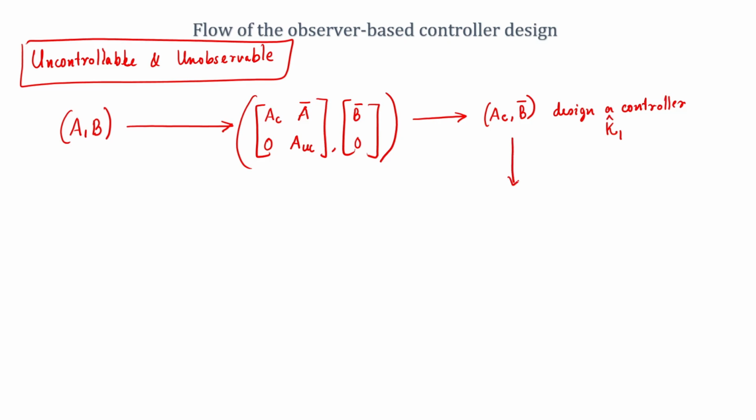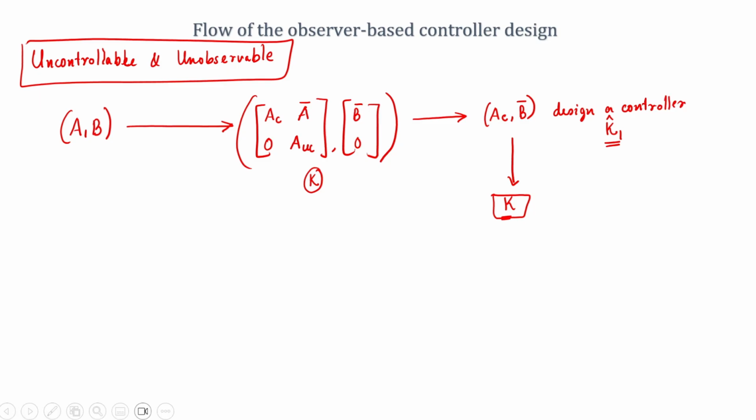Once you have designed a controller, you might get something called, say, K1 hat. Use that to finally come up with a K matrix, with some columns here. You have to use a transformation, and then find out finally the value of K. Remember, the K hat that you will get here will have a smaller dimension compared to the K that you are looking for in this case. Once you have got to the K, you have completely designed the controller.